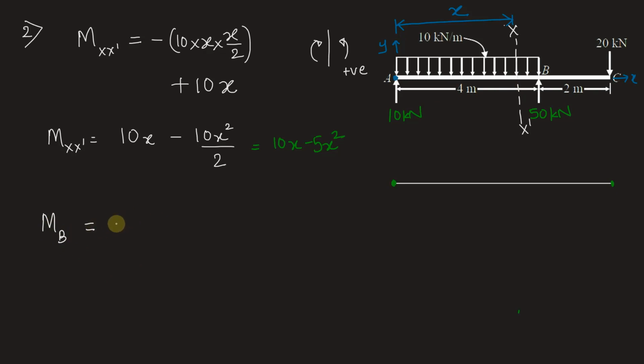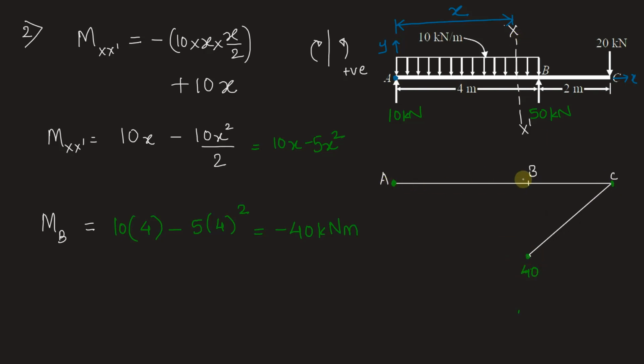The moment at B is equal to, by putting x equal to 4, 10 into 4 minus 5 into 4 square. This comes out to be minus 40 kilonewton meter. So we have a value of minus 40 kilonewton meter at B. At C it is 0. So we can draw this part of the BMD here. Now we need to draw the rest of the BMD.